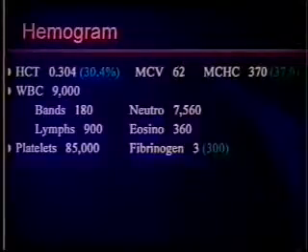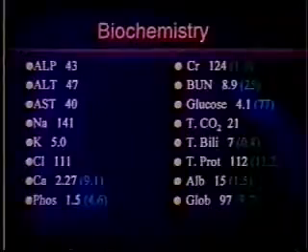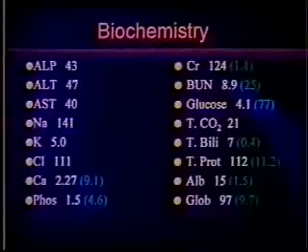Now, that's not as low as you would see with immune-mediated thrombocytopenia. You'd expect those platelet counts to maybe be below 50,000. But 85,000 is low. There's something going on with Sarah, and she's also got a slight anemia to accompany this disease process. Her biochemistry profile shows normal liver enzymes, normal sodium, potassium, and chloride. Her calcium is normal. Creatinine and BUN are normal. Glucose, total CO2, and bilirubin are fine.